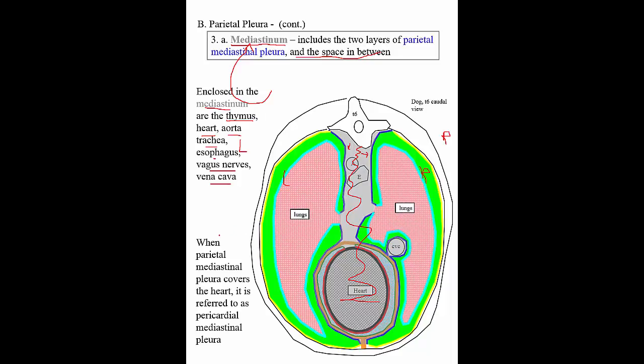Rather semantics, but still important to understand: we define this dark blue line as parietal mediastinal pleura, which it is, but when it courses across the surface of the heart, it's referred to as pericardial mediastinal pleura.